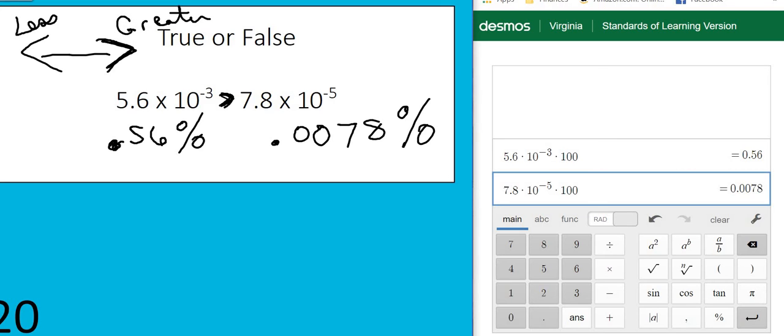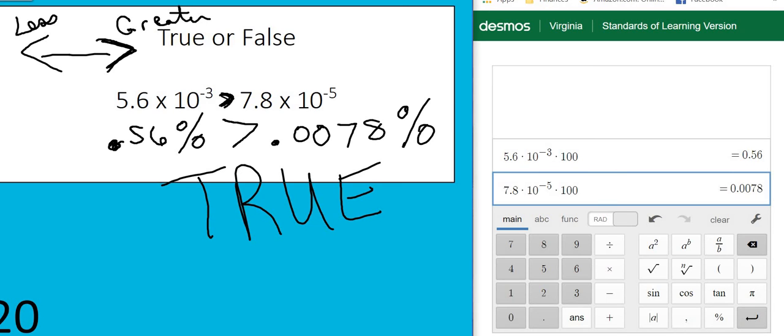So this is saying is 0.56% greater than 0.0078%? Yes, it is. It is bigger. True. Okay? Because remember, if you have zeros here, that's not good. This is 78 ten-thousandths, I think. Tenths, hundredths, thousandths, ten-thousandths, yes. This is 56 hundredths. So 56 hundredths is definitely larger than the 78 ten-thousandths. So the answer is true.